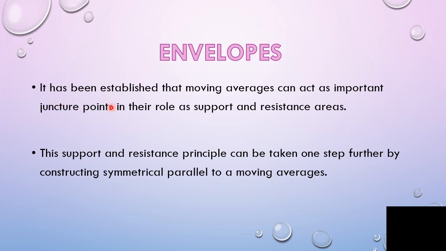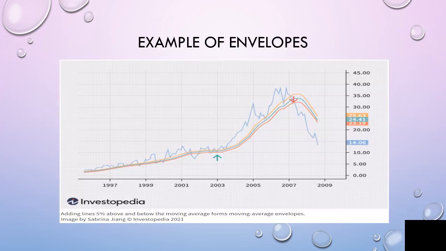Okay, envelopes, it has been established that moving averages can act as important juncture points. Okay, the support and resistance principle can be taken one step further. Okay, tengok. Okay, so this is an example of envelope.